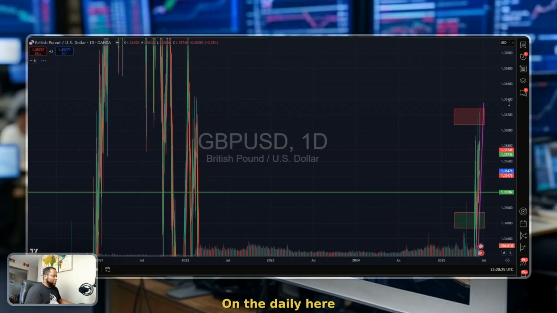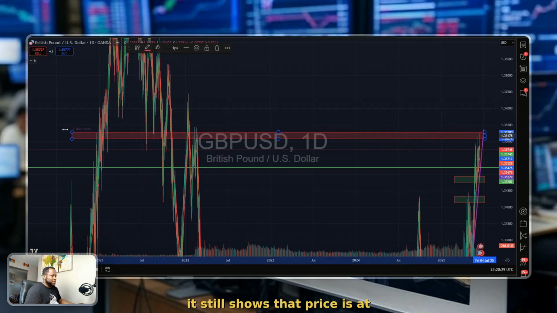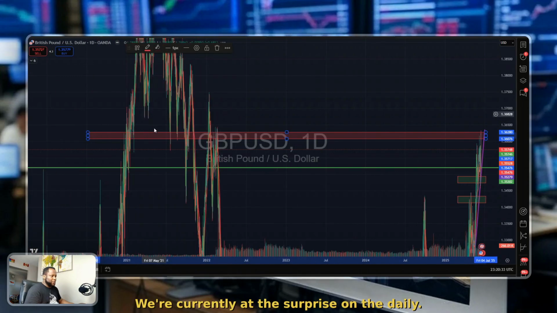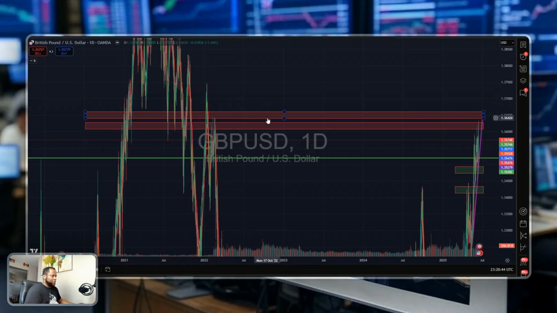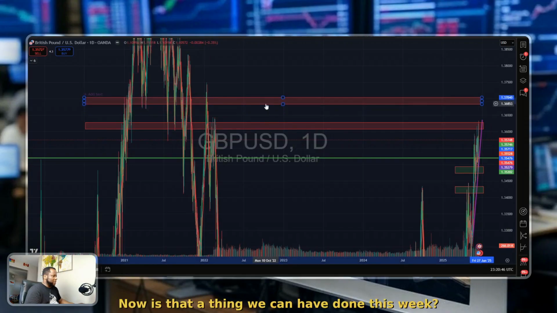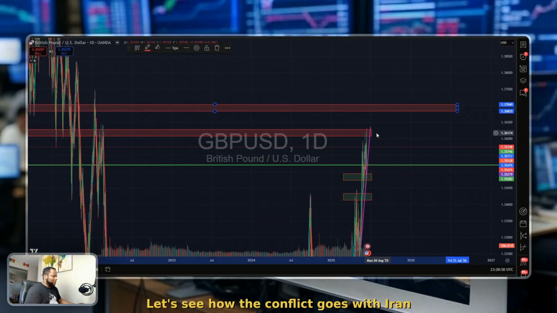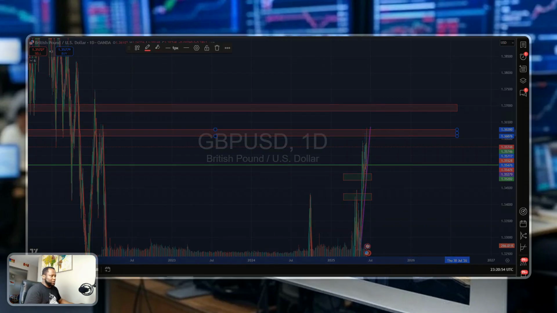Okay, on the daily here, it still shows that price is at a supply zone right here. We're currently at the supply zone on the daily. If we break above this, then we're thinking maybe the next push up would be all the way here. Now, is that a thing we can have done this week? Maybe, maybe not. Let's see how the conflict goes with Iran and Israel, because conflict moves pairs, to be honest with you about that.